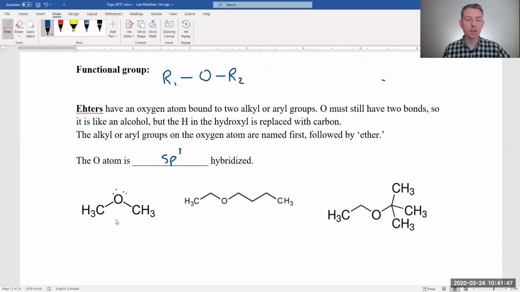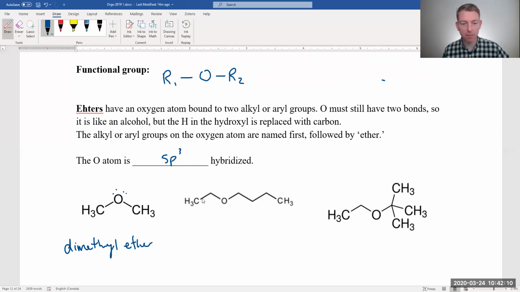So how are we going to call this? So we'll call it 2 groups. So we've got a methyl group and a methyl group. So we can write it as dimethyl ether. We'll just write down ether afterwards. Because it's a dimethyl, there's really no confusion about where that rests or which one we're going to name first.